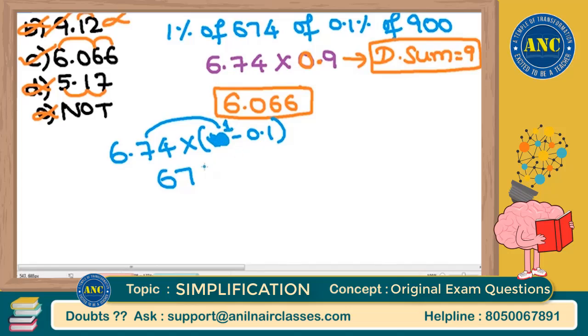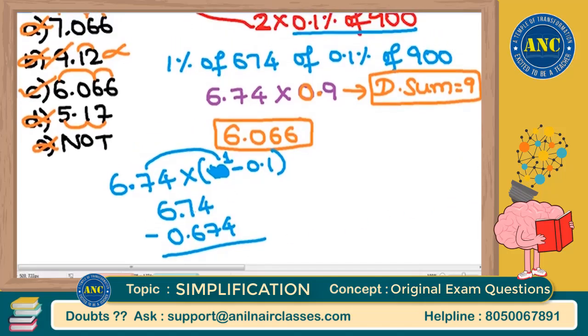1 minus 0.1. 6.74 into 1 is 6.74. 6.74 into 0.1 is minus, it is 0.674. So basically from 6 you are subtracting 0 point something. It cannot be 5. It cannot be 9. It cannot be 7. It should be this one only.